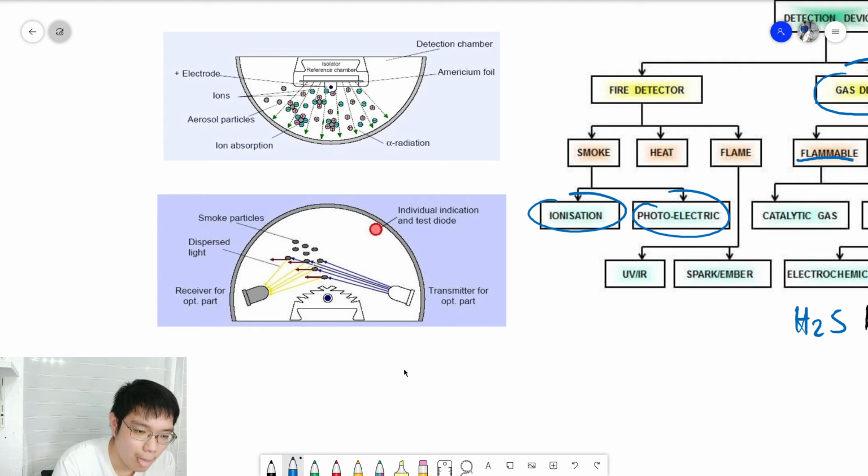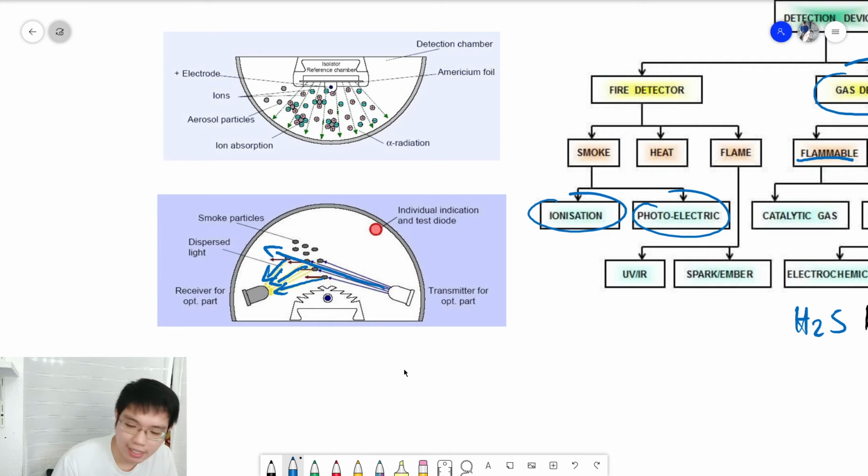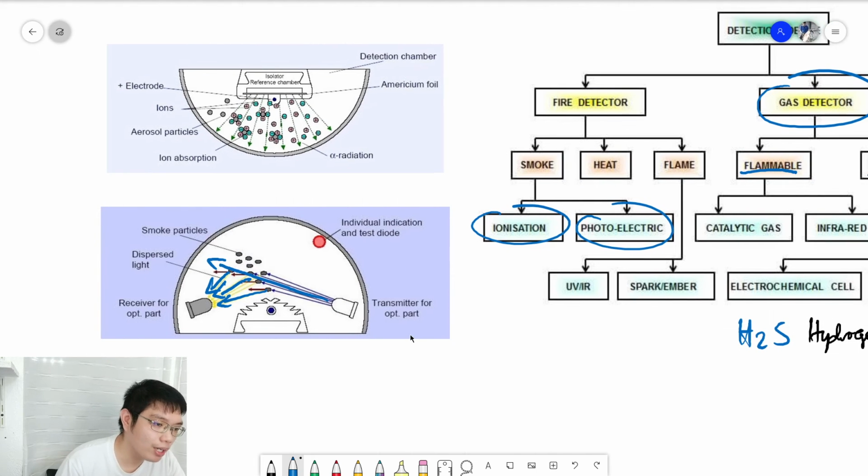So normally, if there are no smoke particles, the transmitter just transmits the energy straight across and not to the receiver. If there are smoke particles present, that reflects some of the transmitted energy to the receiver. And once that happens, as you guessed it, the alarm trips, and it means that there's smoke in there. If there's smoke, there's fire.